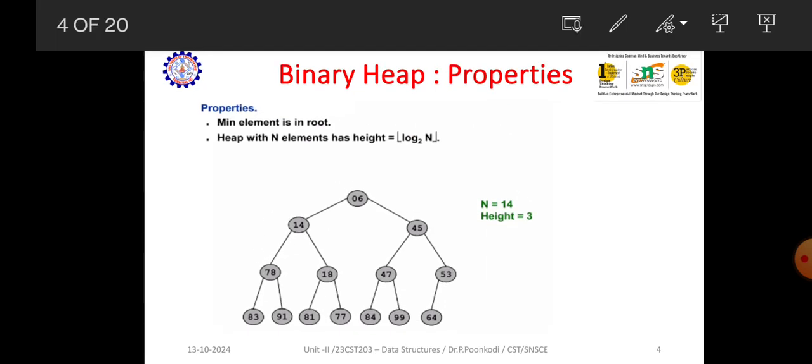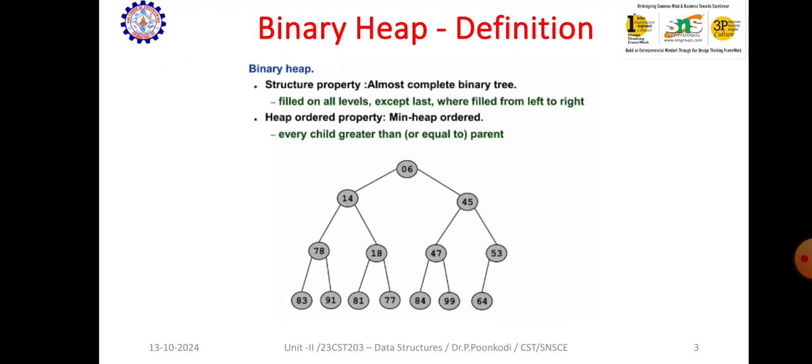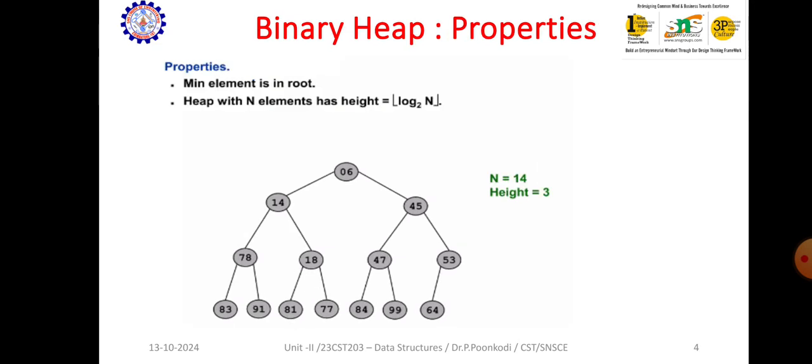First, we will discuss the definition of the binary heap. A binary heap follows two properties, the structure property and the heap order property. The structure property is that it is a complete binary tree, and the heap order property is the minimum heap order. In this, the minimum value should be placed in the root node. The minimum element is in the root node, and a heap with n elements has a height of log 2n.